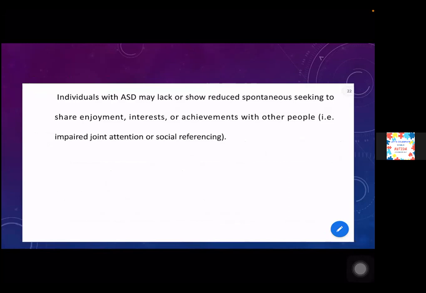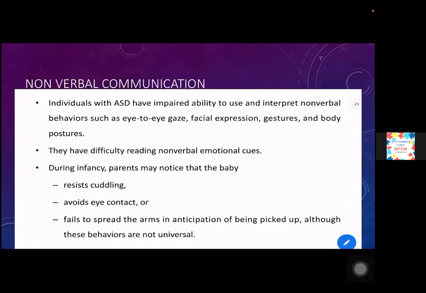That is, there is impaired joint attention or social preferences. Now coming to non-verbal communication. Individuals with autism spectrum disorder have impaired ability to use and interpret non-verbal behaviors such as eye-to-eye gaze or eye contact, facial expression, gestures, and body postures. They have difficulty reading non-verbal emotional cues.